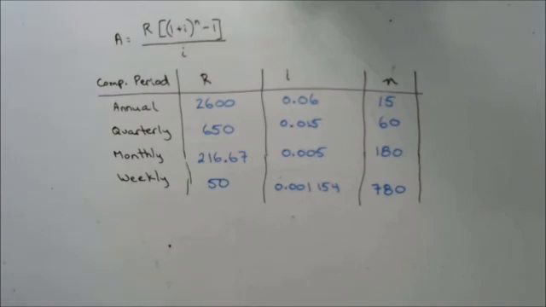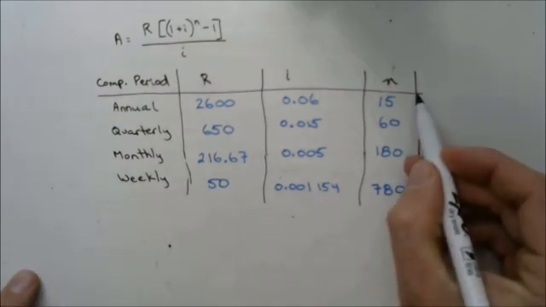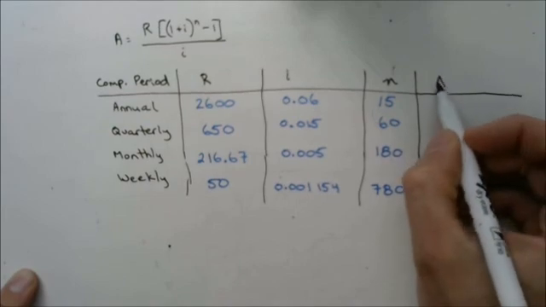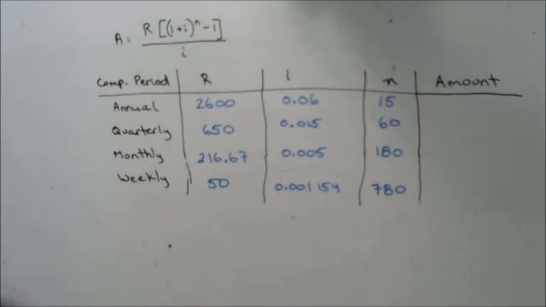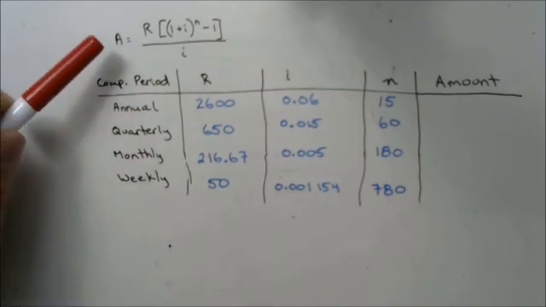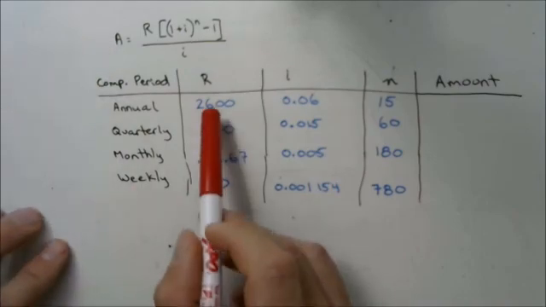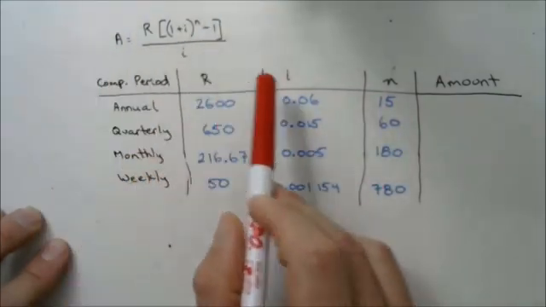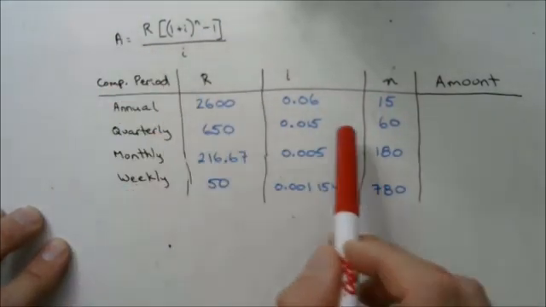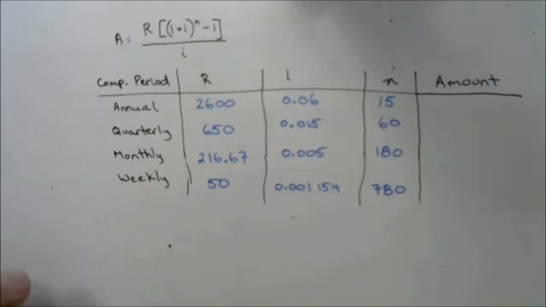All we would need to do here is add a last column, call it amount. This is how much is going to be in our account at the end of the 15 years. And you're just going to use your formula here, plug in R 2600, I 0.06, and 15. Calculate it out, find the amount, change your numbers, calculate the amount, write it there, on and on to the very end. Okay, go ahead, pause the video, do at least one or two before continuing on and checking your answers.